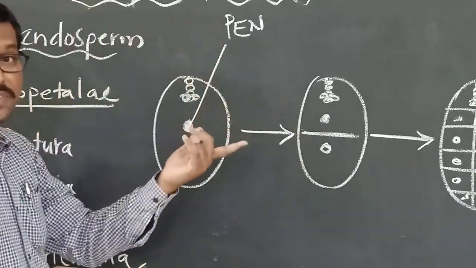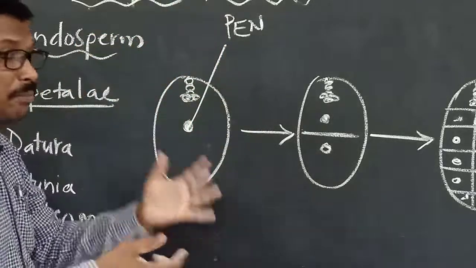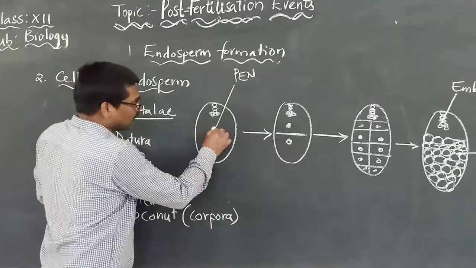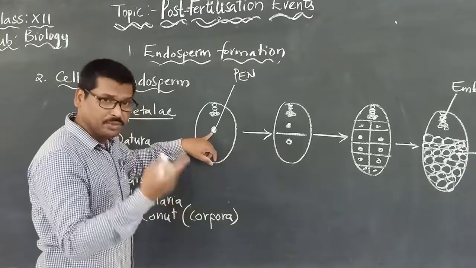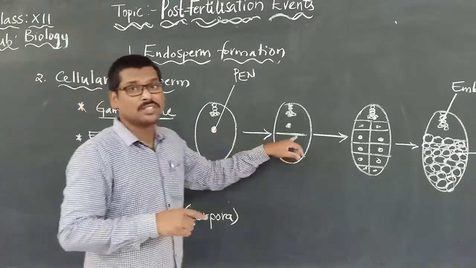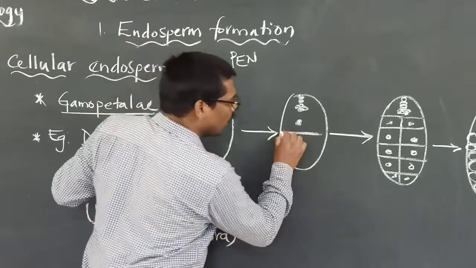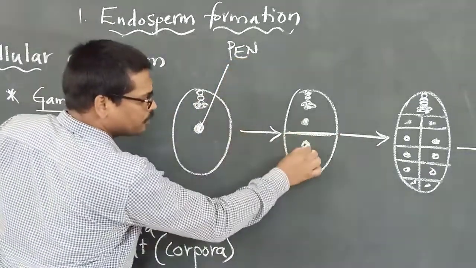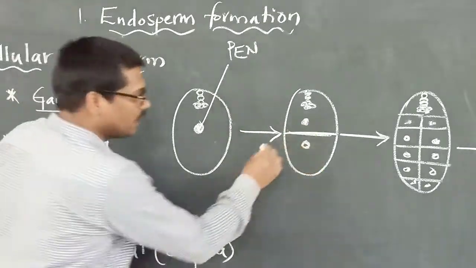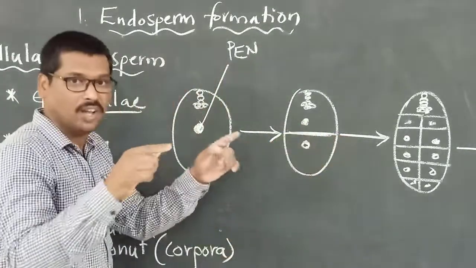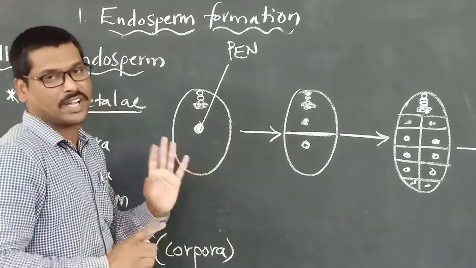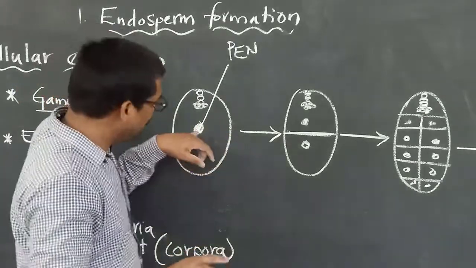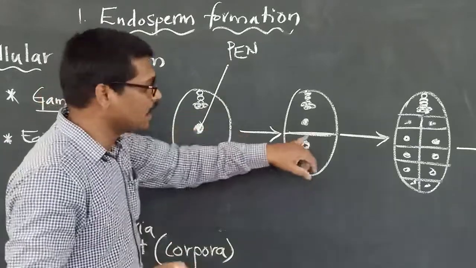But in the previous one, what we said, many nuclei are formed, multinucleated. But here we are saying that right after the division of the nucleus, it is followed by what? Cell wall formation. So here, wall formation is seen. Here is the primary endosperm nucleus, which is dividing and formed into how many now? Two. And they are divided by what? Wall. Okay, wall formation, cytokinesis. So division of the nucleus is followed by cytokinesis.